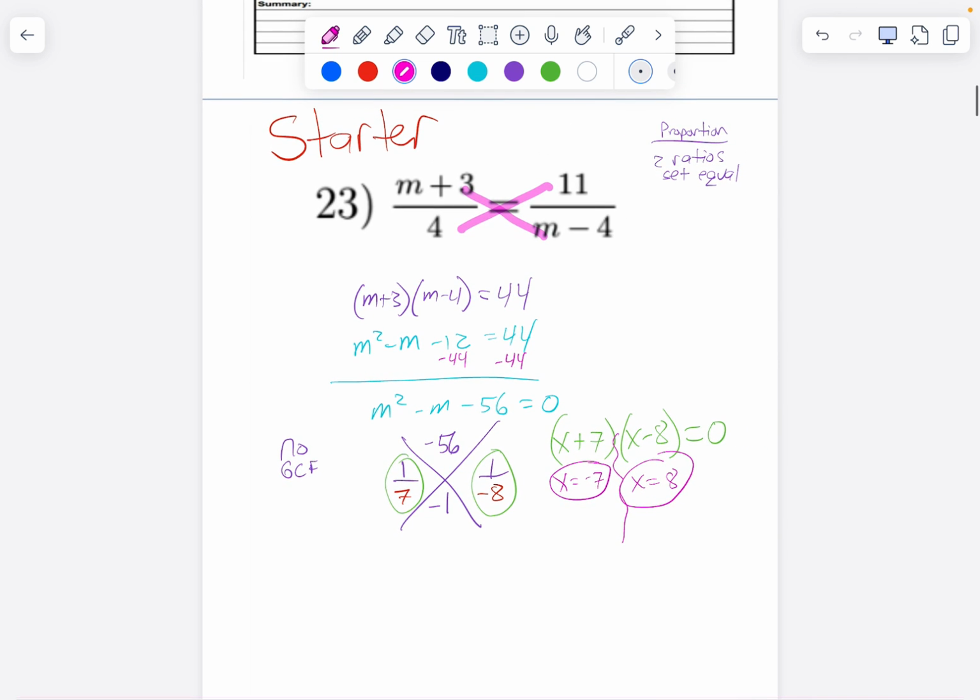How'd that go? Raise up how many you got. There were 2 answers, so raise up how many you got. She's trying to flip me off right there. Did you do it? How many did you get? 2, good.